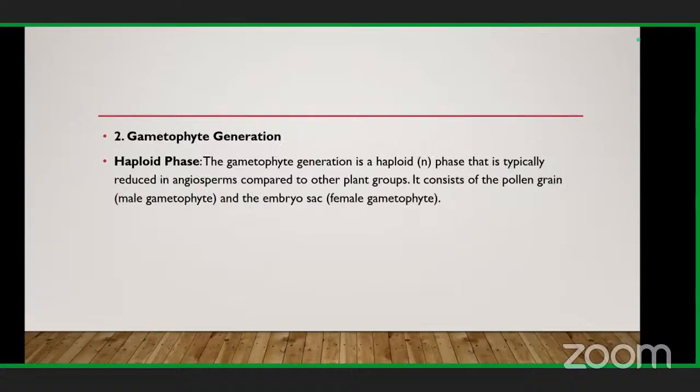Next is the gametophytic generation, that is the haploid phase. The gametophyte generation is a haploid N phase that is typically reduced in angiosperms. It is short-lived compared to other plant groups. It consists of the pollen grains, the male gametophyte, and the embryo sac, the female gametophyte. The production of the gametes is known as the gametophytic stage, which is, of course, haploid.